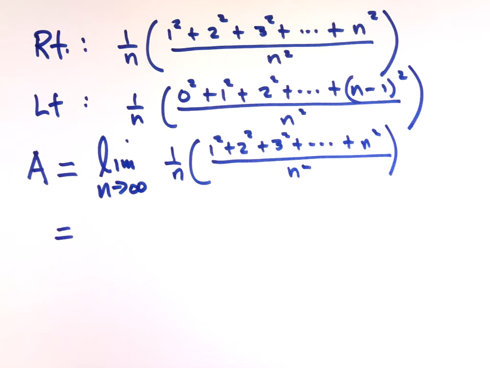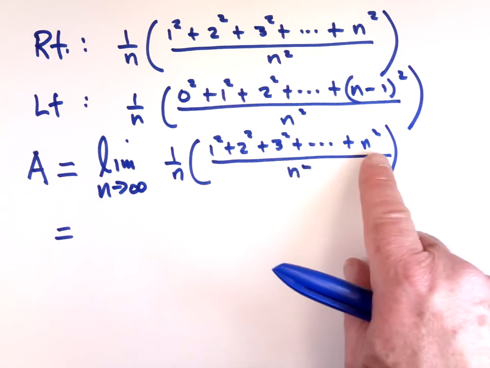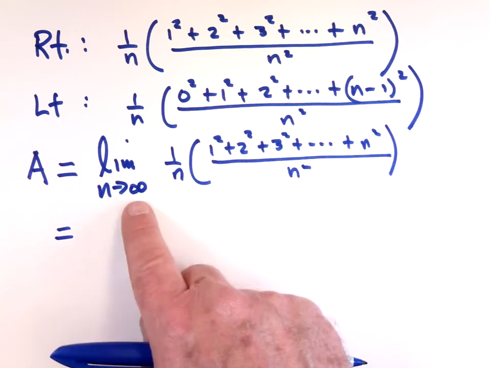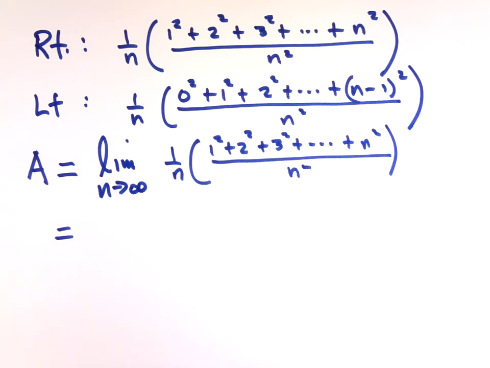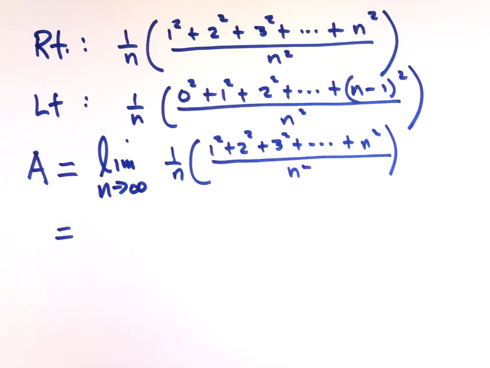Well, 1 squared plus 2 squared plus 3 squared plus all the way out to n squared. What's going on with that sum as n goes to infinity? Where's that sum headed? To infinity. Yeah, that's just increasing without bound. The denominator here is n cubed. As n goes to infinity, that's also going to infinity. We have a numerator going to infinity. We have a denominator going to infinity.